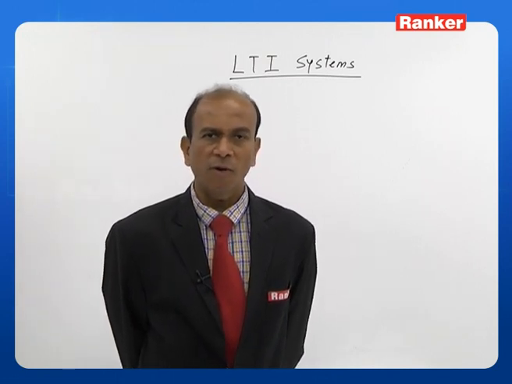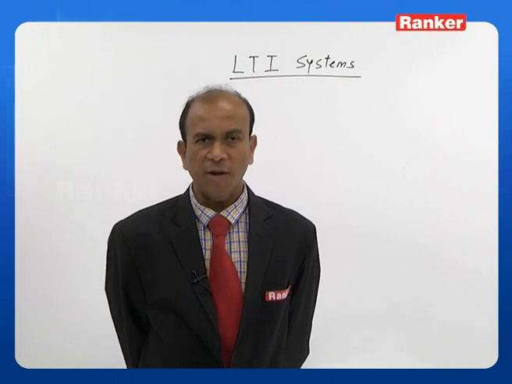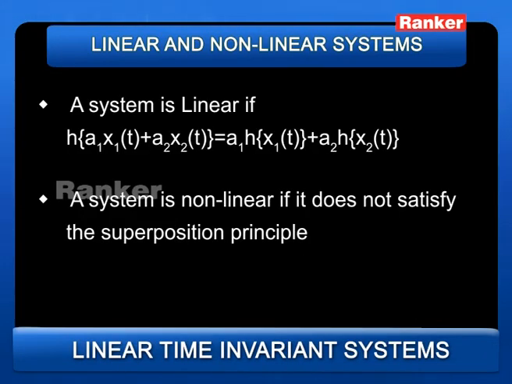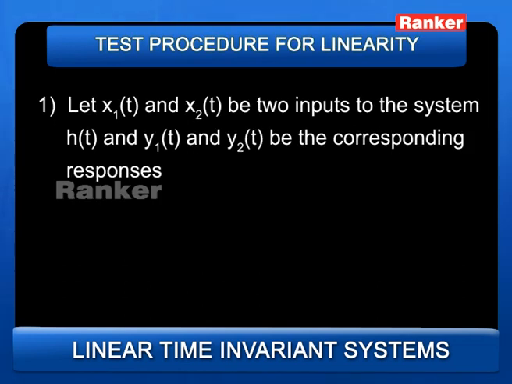So, let us now find out whether a system is linear or non-linear. What is the test procedure? Let us look at the first step. Let x1 of t and x2 of t be two inputs to system h of t, and y1 of t and y2 of t be the corresponding responses. So, we have given x1 of t and x2 of t to the system, and we are getting corresponding outputs y1 of t and y2 of t.